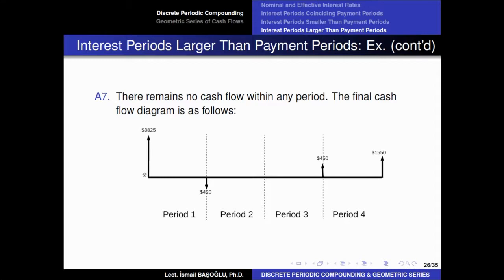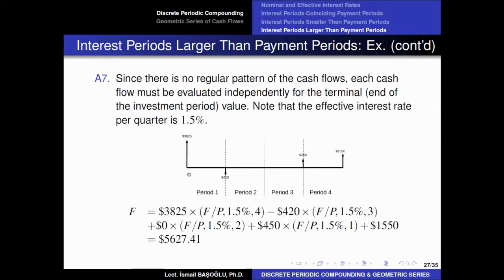So what we need to do is handle each cash flow here one by one, and we will calculate the end of year value for each cash flow. So how are we going to do that? The future value in the end of period 4 will be the principal 3,825 times the single payment compound amount factor under 1.5% for 4 periods, because this money is just going to stay in the account for 4 periods.